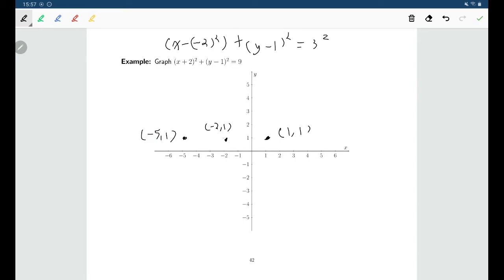From the center going up 3 points, 1, 2, 3, increasing the y value by 3 to give me the point negative 2, 4. And then from the center going down by 3, 1, 2, 3, decreasing the y coordinate by 3, bringing me to the point negative 2, negative 2. And then I'll just do my best to connect these points to make a nice, smooth circle.